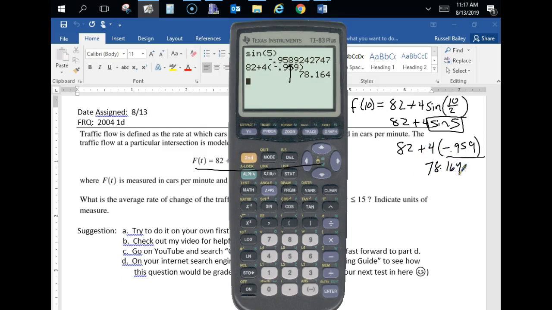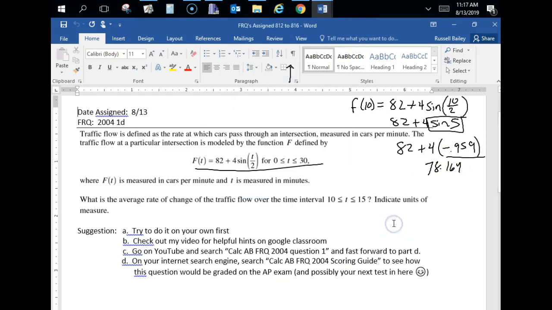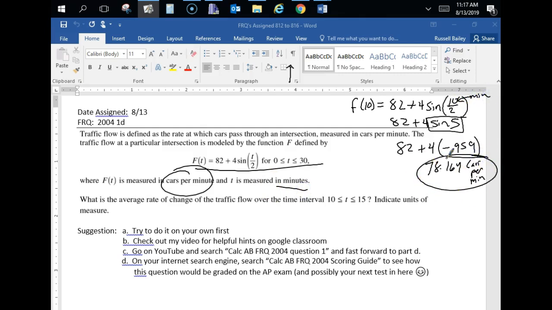Okay, and going back to our units, they told you that the units for F are cars per minute. Whatever this is, I plugged in 10, which was minutes. So at 10 minutes, the traffic flow is 78.164 cars per minute.